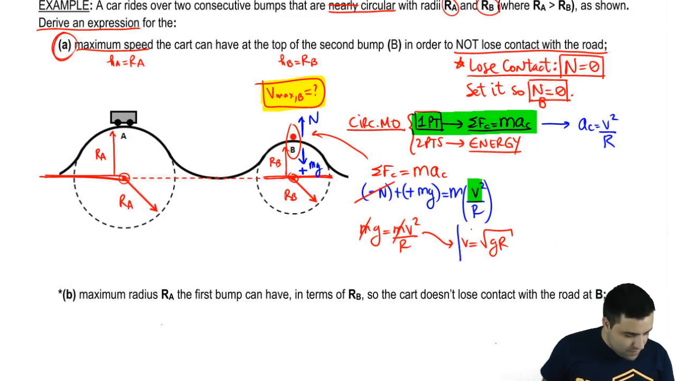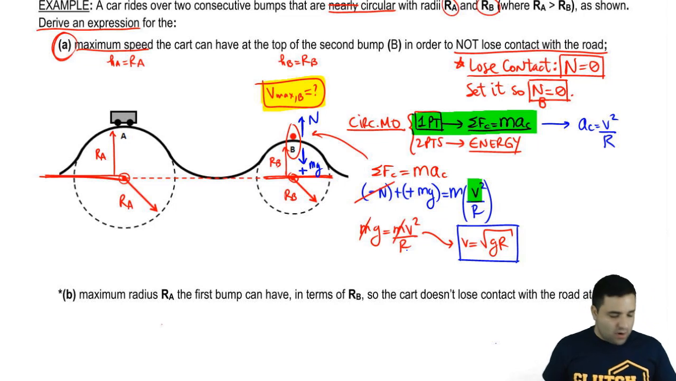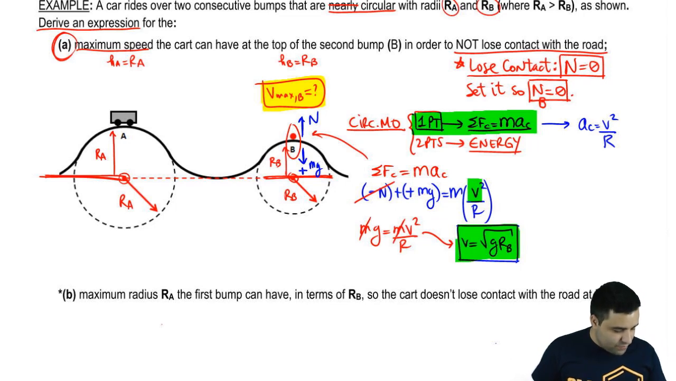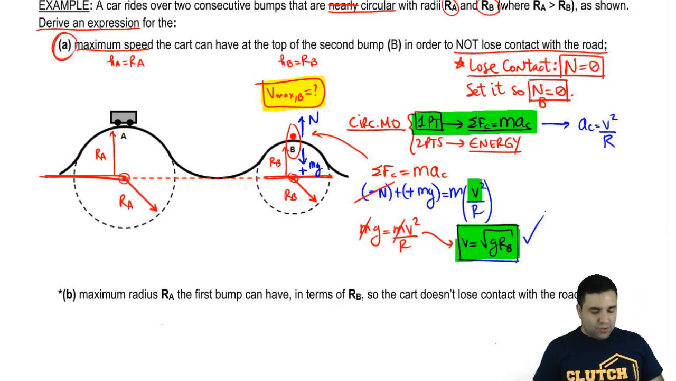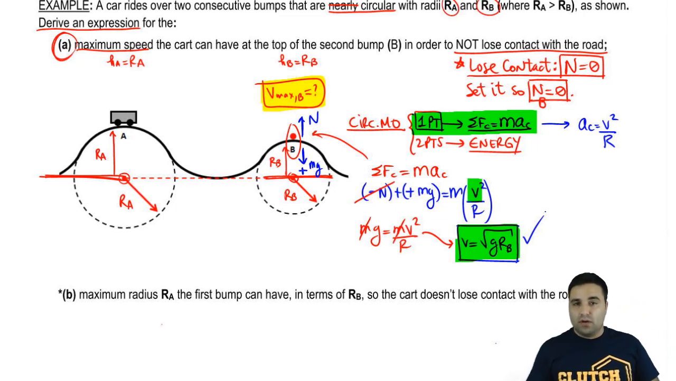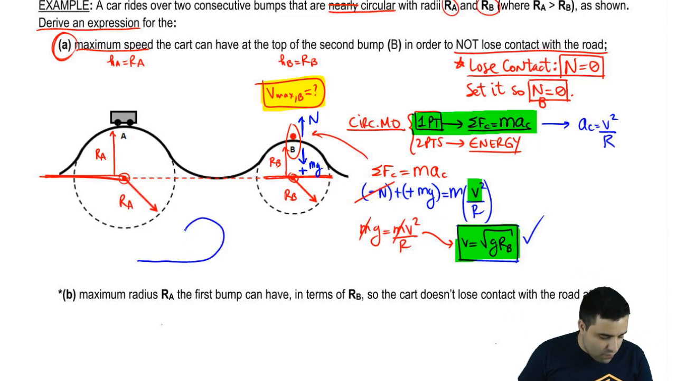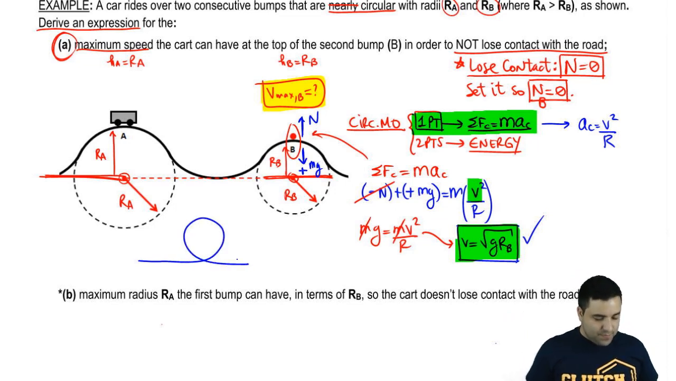Cool, and then the other thing here is just the last touch up is that this is the radius. There are two radii, RA and RB. We're talking about point B, so this is the radius at point B. This is the final answer, and I want to quickly point out to you that this is very similar to our loop-the-loop or roller coaster problems. If you've done one of those before, it looked kind of like this.